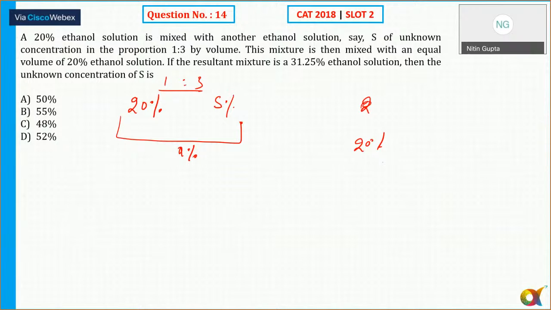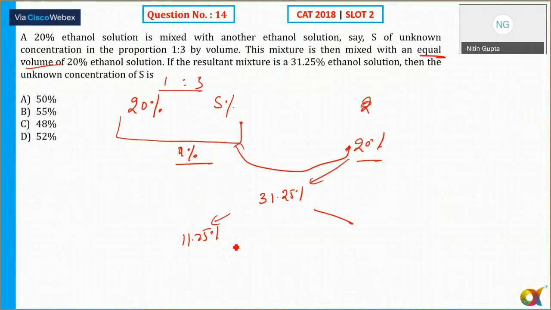Okay, so now what can I say here? Here we have no idea. But the average of these two, when I'm mixing this X% and 20%, is 31.25%. And they are mixed with equal volume. So the ratio of these two is 1:1. So 31.25 minus 20 is equal to 11.25%. So here also, since the ratio is 1:1, it has to be 11.25. So this must be equal to 31.25 plus 11.25, which is equal to 42.5.